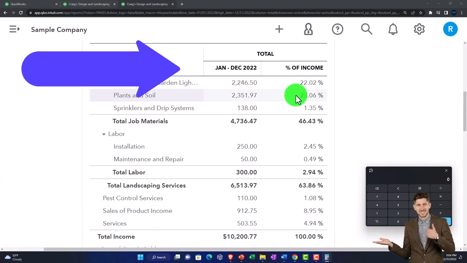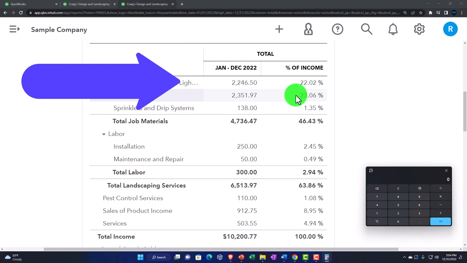Everything is a percentage of income. Just like on the balance sheet, everything was a percentage of the assets. Let's go to the balance sheet just for a comparative view.